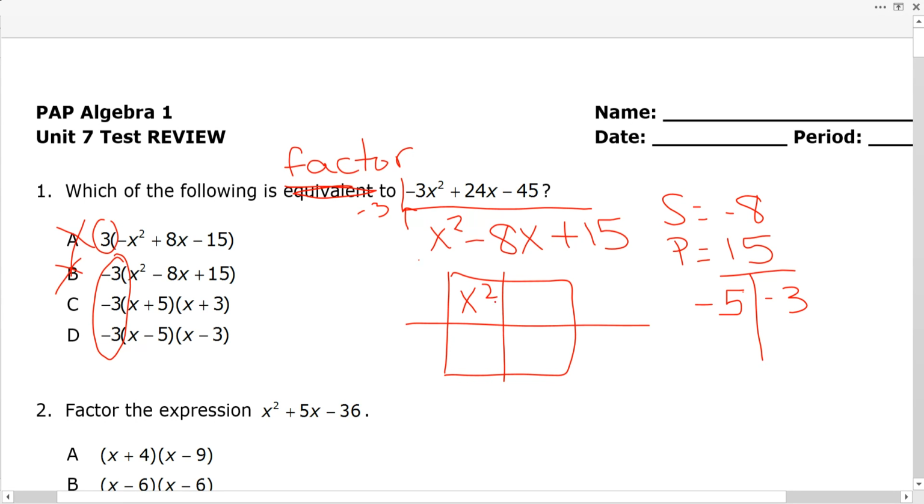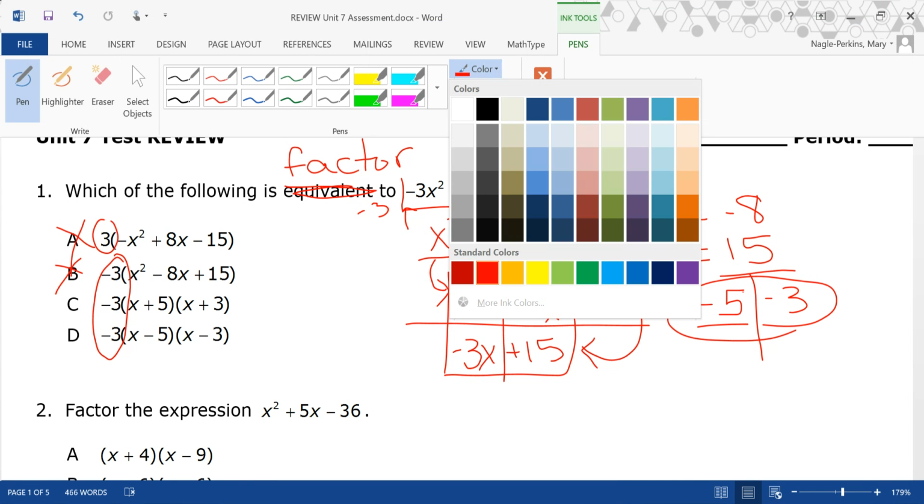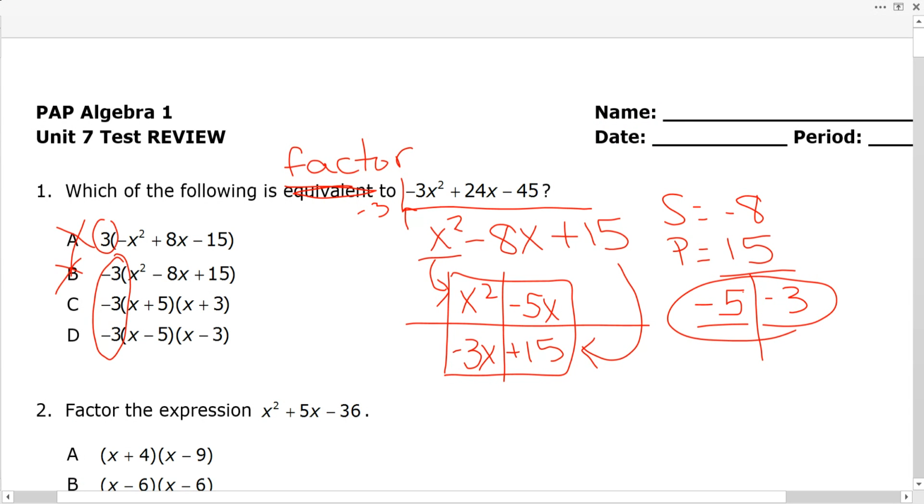I have x squared in the top box. I have 15 in the bottom box. I put in my magic numbers, and it doesn't matter where I put them. I'm going to put my -5x up here and my -3x down here. Now I'm looking for my greatest common factor here, which is going to be x. My greatest common factor down here, which is negative because this is negative, and 3 is my greatest common factor.